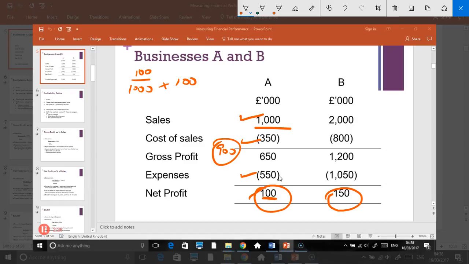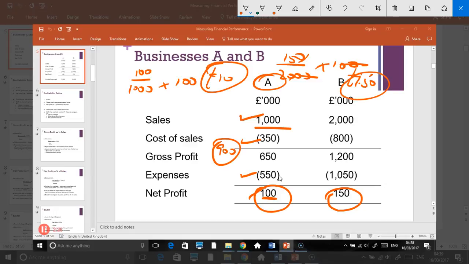And I do exactly the same thing for company B. 150 over 2,000 times 100. And when you do this, you have £7.50 here, and then here you have £10. So the argument here is that overall, A has a higher net profit margin of, well, when I say £10, 10%. 10%, 7.5%. But in simple speak, it means for every £100 you're receiving, you are keeping £7.50 here, and you are keeping £10 here.